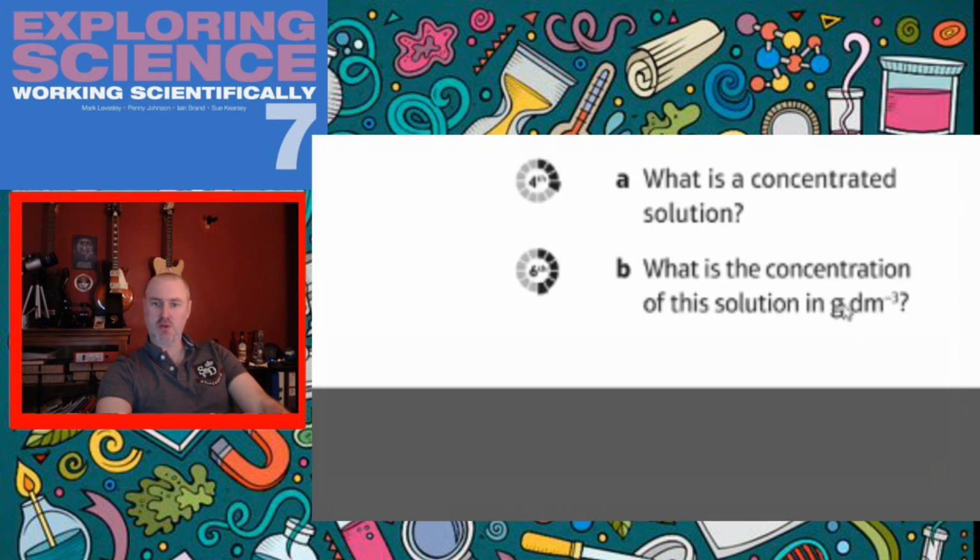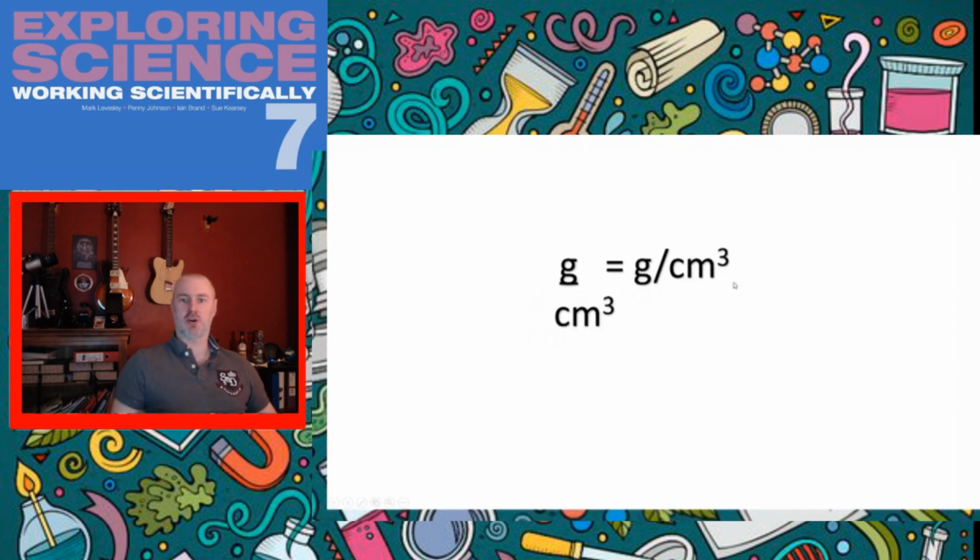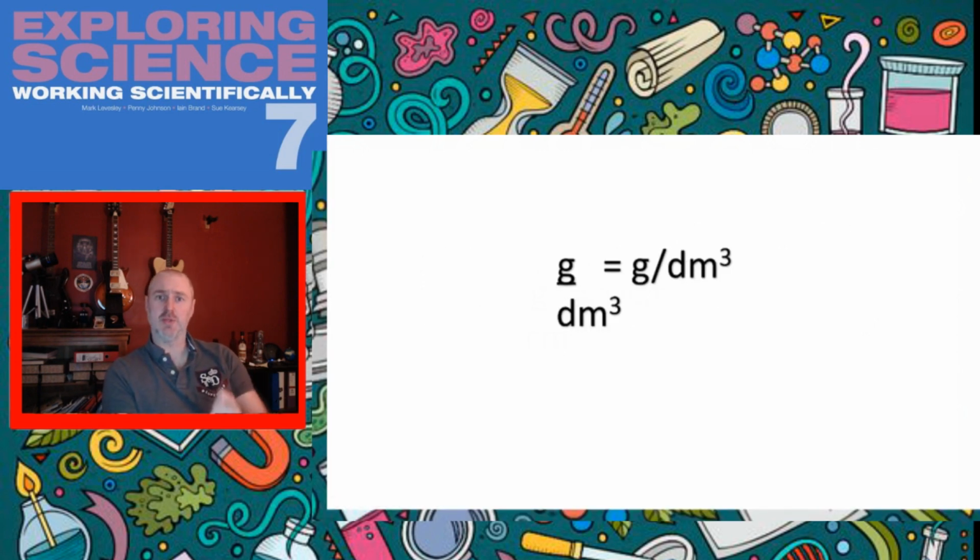But that's not what the question wants. It wants grams per dm cubed. So I'm going to have to do some sort of conversion. I'm going to have to convert my centimetre cubed to dm cubed, decimetre cubed.